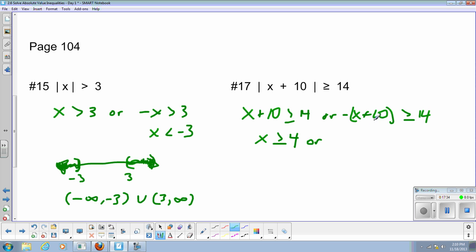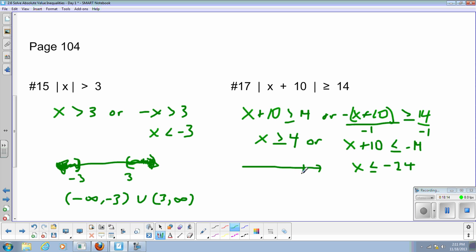Now, another way you could do this piece right here, you don't have to do it this way, I'll show you this. This is -1 times the whole thing of x plus 10. If I wanted to, I can divide both sides by -1, and I get x plus 10 less than or equal to -14. Then I can subtract 10, so x is less than or equal to -24.